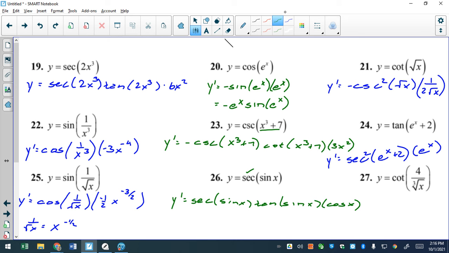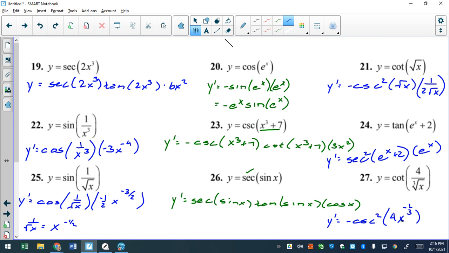And then 27. Derivative of cotangent is negative cosecant squared. Leave the inside the same. Although I think just to help me process the problem, I'm going to rewrite it like this. Now, I didn't really change the inside. It's still the same thing. I just changed the way it looked to make the derivative process easier for the chain rule.